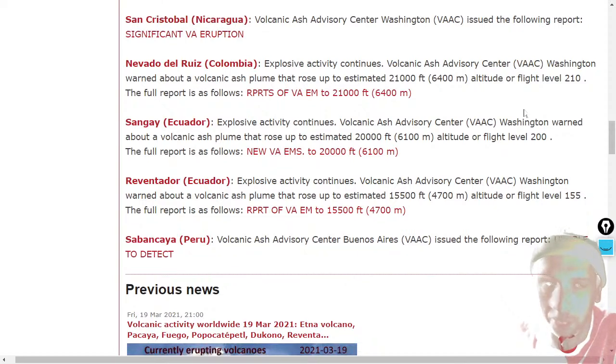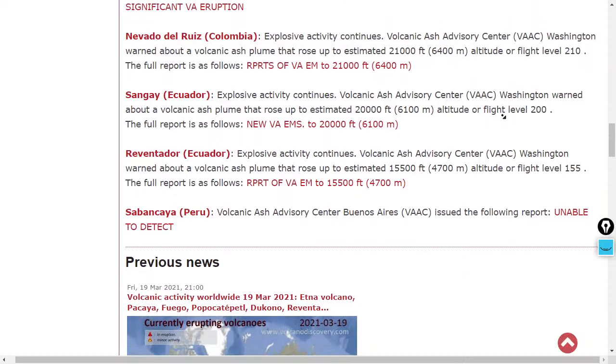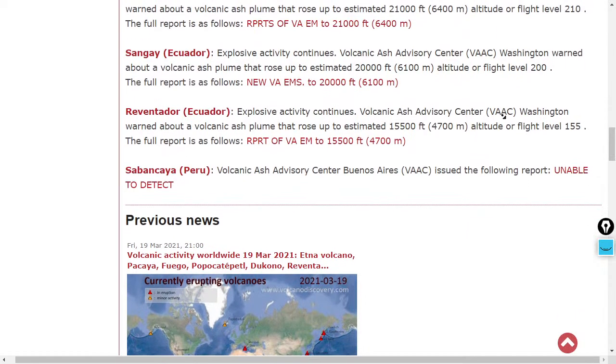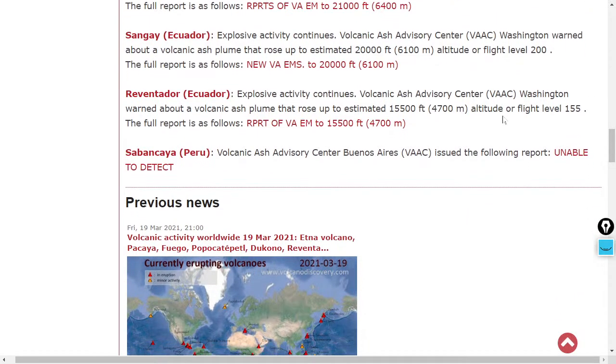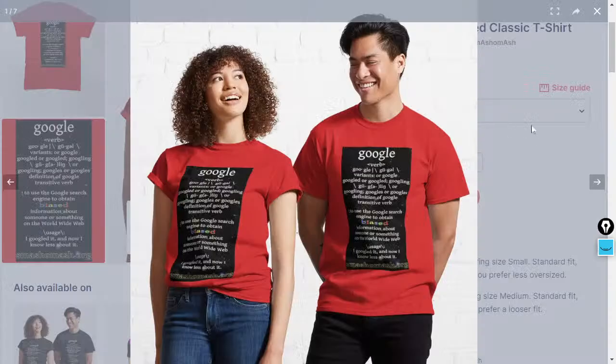Sangay also exploding. Those two 21,000 and 20,000 foot ash plumes respectively. Please don't fly your drone or hang glider over that. Reventador also exploding in Ecuador. 15,500 foot ash plume over that, and unable to detect Sabancaya. Please do not pole vault the caldera.